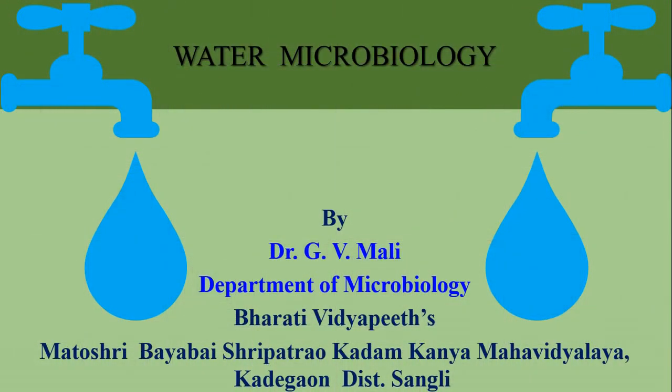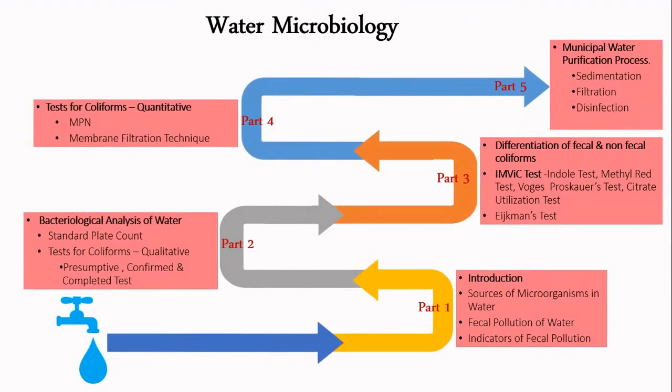Dear students, this is the third video on the topic of water microbiology. In the first part of this topic, we have discussed the introduction to water microbiology, sources of microorganisms in water, fecal pollution of water and indicators of fecal pollution. In the second part, we have discussed the bacteriological analysis of water, in which I have discussed the standard plate count method as well as the qualitative tests for coliforms, which include presumptive test, confirmed test and completed test.